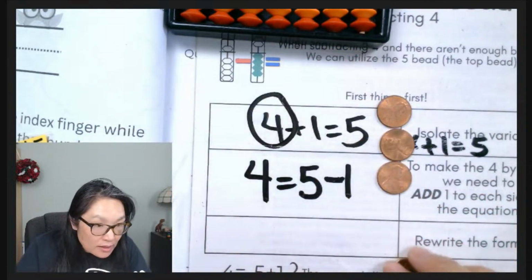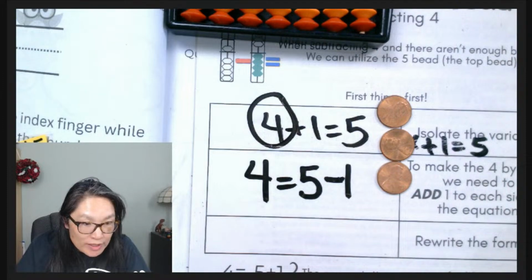Okay, so it's kind of the same thing. So she has a lot of examples to help with commutative property. Yeah.